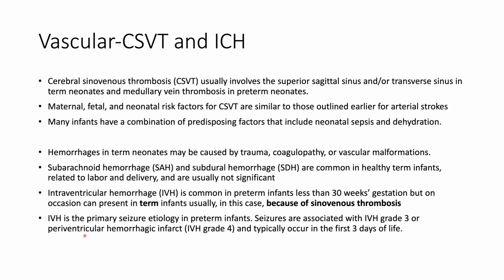So apart from CSVT, the important cause of hemorrhages in the newborn are intracerebral hemorrhages due to trauma, coagulopathy, or vascular malformations, right? So other than that, in children who have been subjected to a traumatic labor due to vacuum extraction or assisted delivery techniques, they can sustain subarachnoid and subdural hemorrhages. And they're generally very mild and not significant.